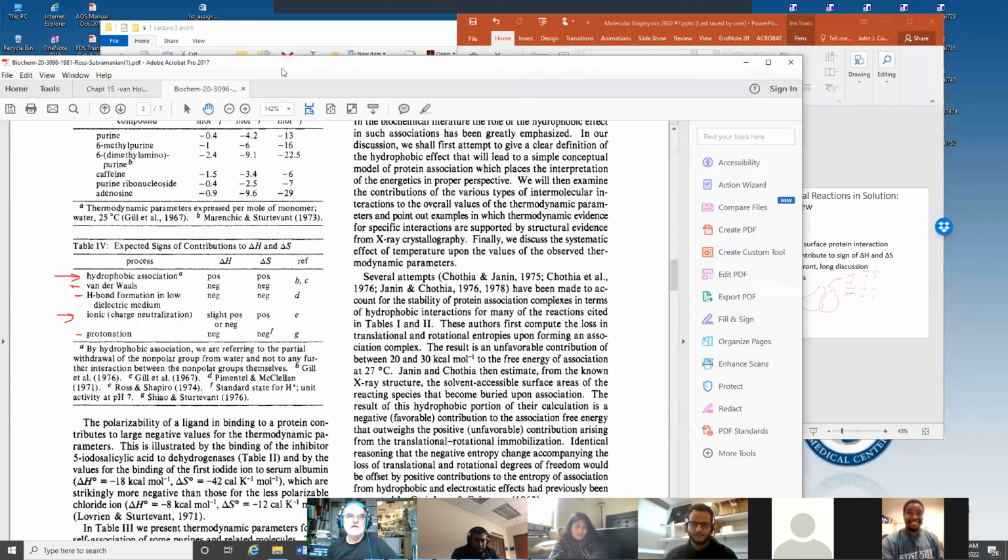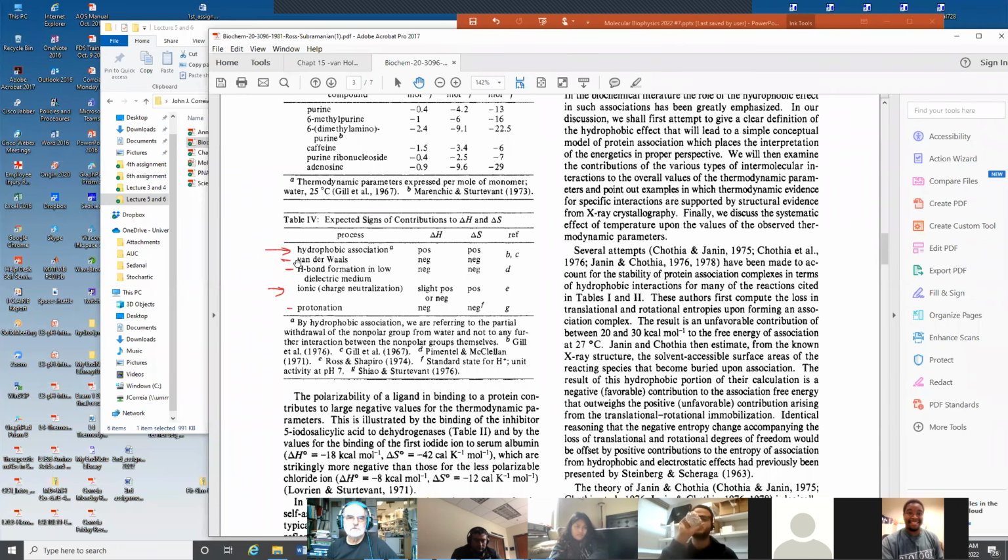Okay, so it's summarized here in this expression. Sometimes it's hydrogen bonding or protonation or van der Waals, sometimes it's hydrophobic or ionic. So there's history to this. And they point this out in sort of the beginning of the discussion.